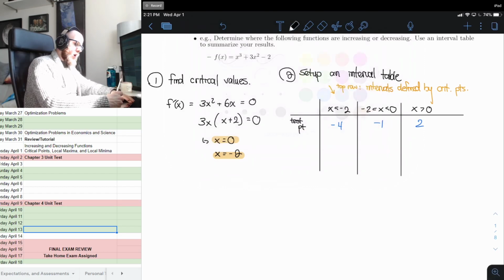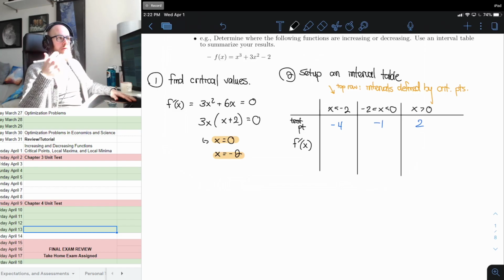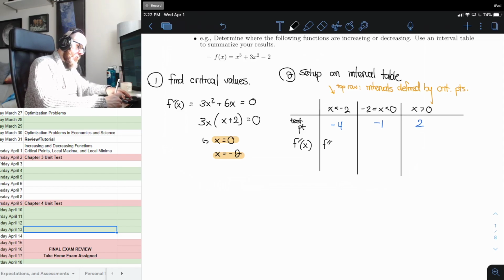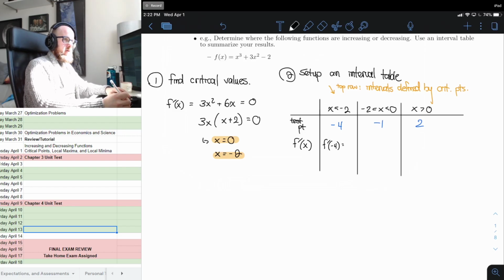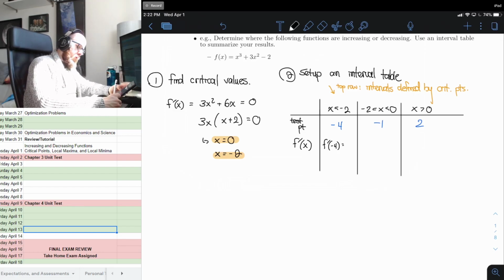Now what I'm aiming to do is find the value of my derivative at each of these test points. Okay, so I'm looking for what my derivative is equal to at these test points. Mainly what I'm interested in is whether or not the derivative is positive or negative. So I'm going to evaluate my function at each of these test points. So I want f prime at -4. I want to figure out what that is. Okay, so I'm just going to pop open my calculator here. So 3 times -4 times -4 plus 2. I get a value of 24.